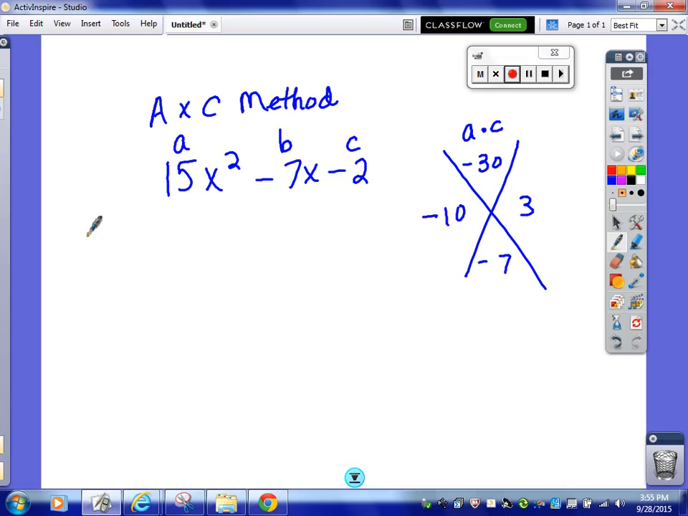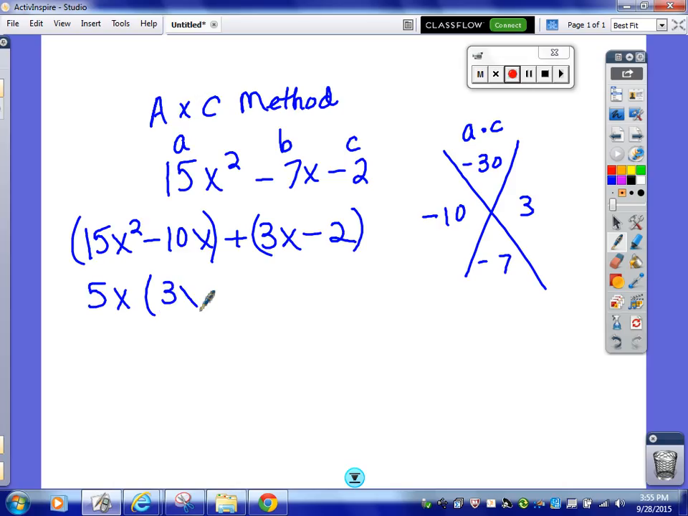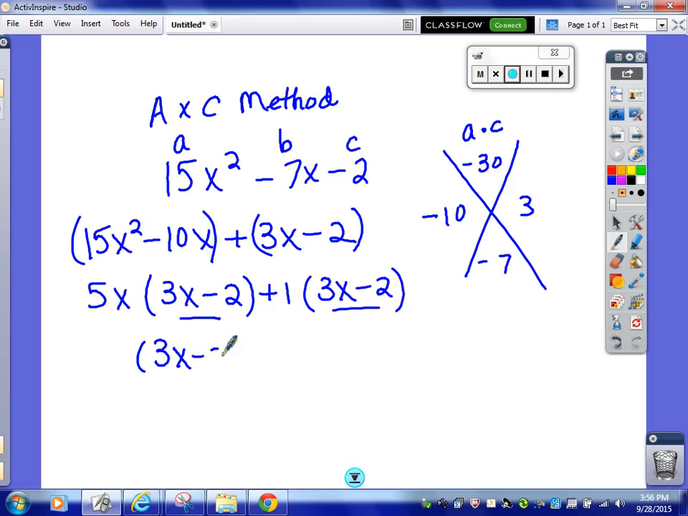So step 2, we're going to rewrite that middle term as the sum of those two new terms. And then it turns into a factoring by grouping problem. So we're going to group the first two, group the second two. Pull out the greatest common factor, your GCF. So we're going to get 5x, which leaves us with 3x minus 2. Now 3x and negative 2 have nothing in common. I have to factor out something, so I'm going to pull out a 1. So that's going to give me 3x minus 2. You know you did this right if these two are the same. So those are common, and then our second factor is 5x plus 1.